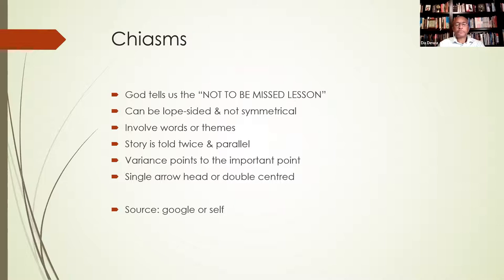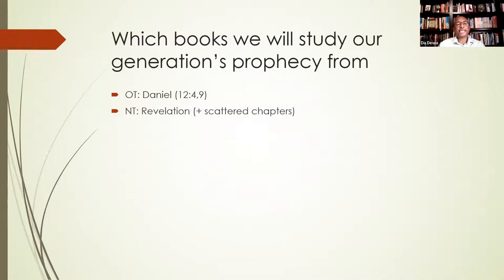And you find chiasms by just Googling chiasm in whatever book you want to look at, and you'll see what other people have found. Or you can look for them yourself by going to the Bible and looking for symmetry and chiasms.